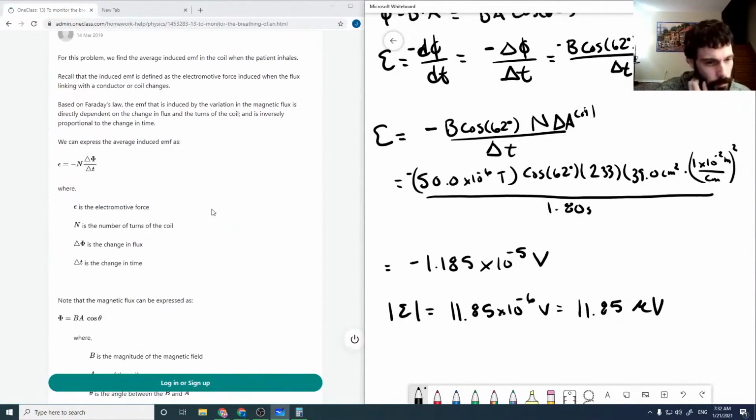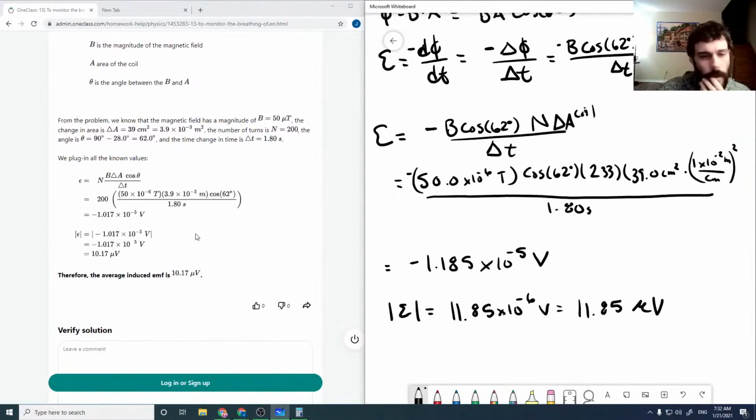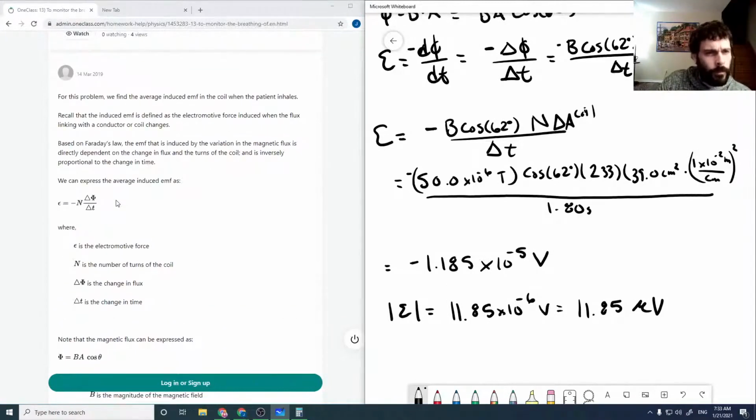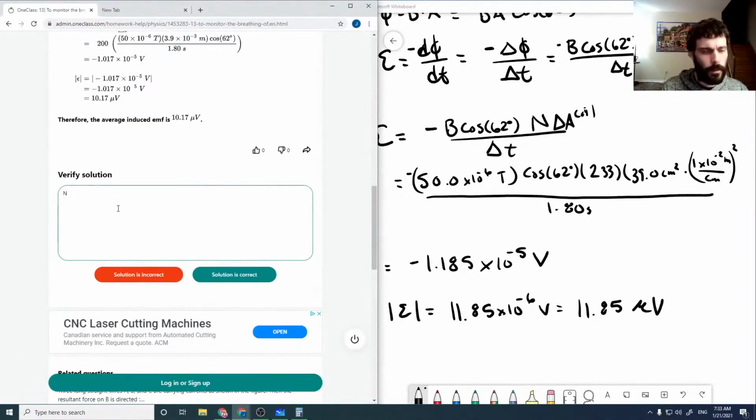Checking the solution here, I'm going to plug this all in. So that looks okay. The answers do differ by quite a bit, but then if we look, they use 200 for the number of turns, not 233. So I don't know if this question was edited at some point, but in any case, the number of turns used in the solution, 200, should be 233. So I'm just going to say it's incorrect.